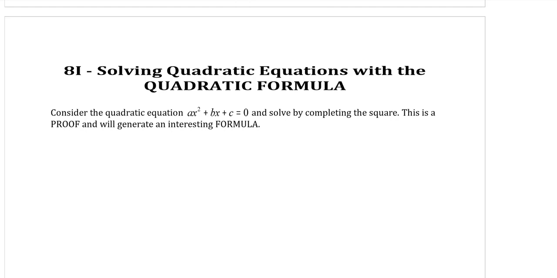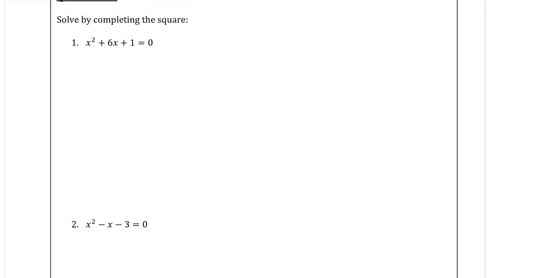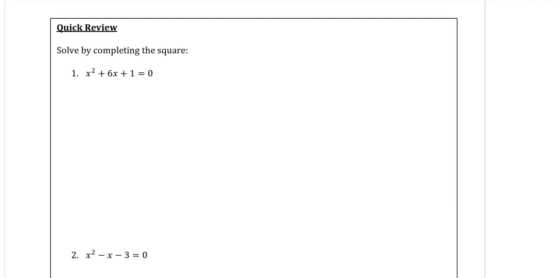Good morning, Year 10. Today we're going to be solving quadratic equations using a new method, which is the quadratic formula. But I'm going to derive this formula for you today, and that involves using the completing the square method. So let's come back here and practice using our completing the square method to solve quadratic equations.